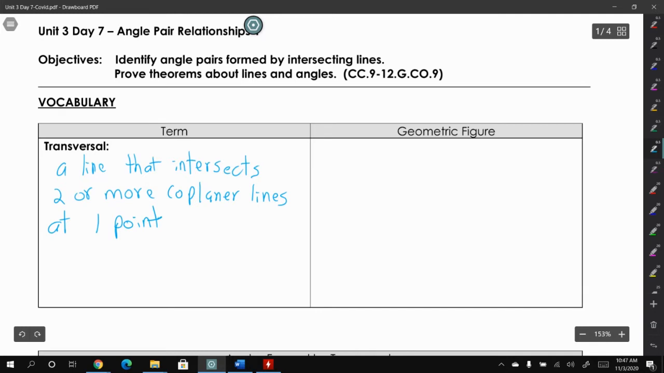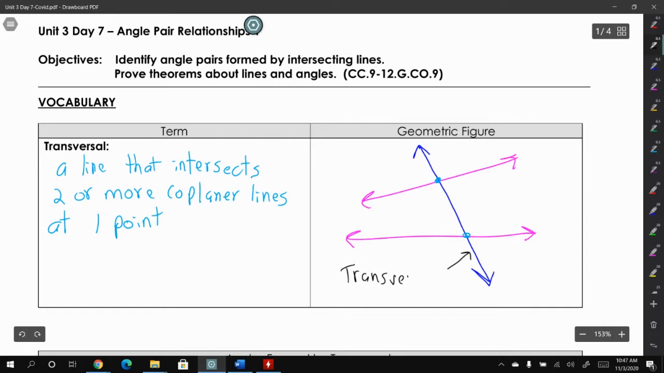So what that would look like over here is if I have two lines, okay, and then these are my two lines here, and I have another line that intersects both of them at one point here and one point here. This blue line would be the transversal, because it's intersecting the other two lines. One of the pink lines would not be the transversal because it doesn't intersect the other two.